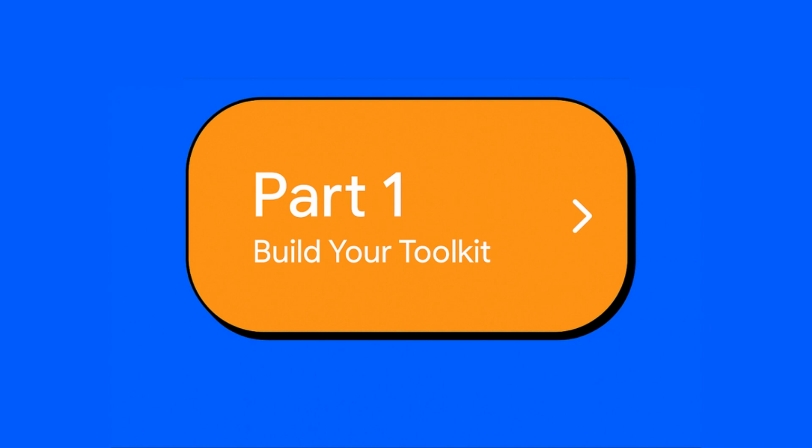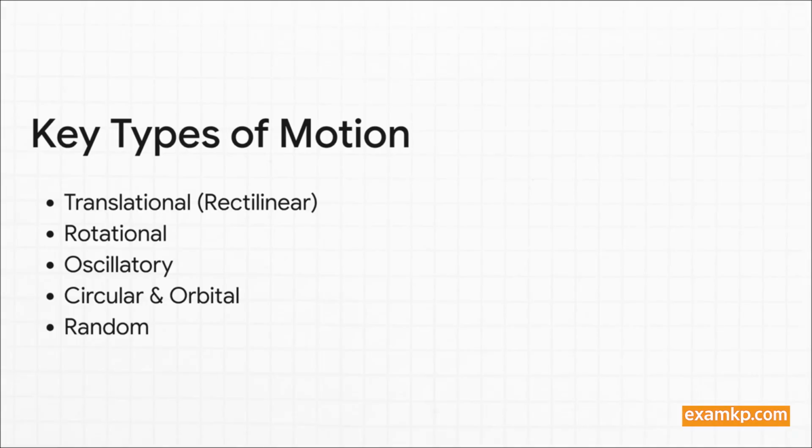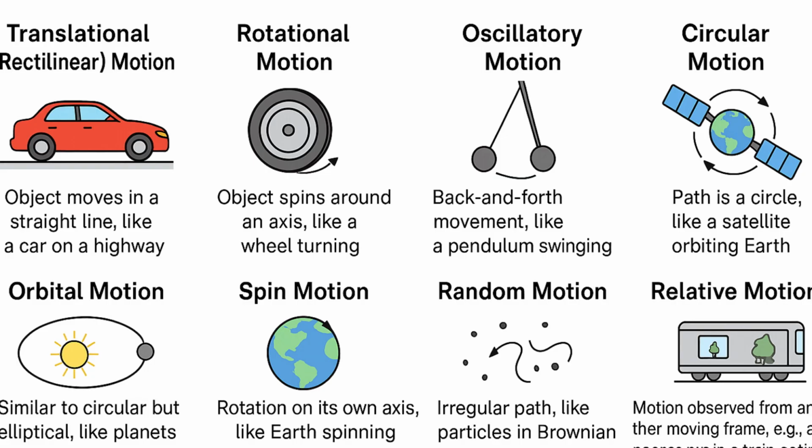You know, motion isn't just one single thing. It actually comes in a few different flavors. You've got translational, which is just a fancy way of saying moving in a straight line, like a car on a highway. Then there's rotational. Think of a spinning wheel. Oscillatory is that classic back and forth swing of a pendulum. Circular and orbital motion, that's what planets and satellites do. And finally, you've got random motion, kind of like how dust particles just zip around all over the place.